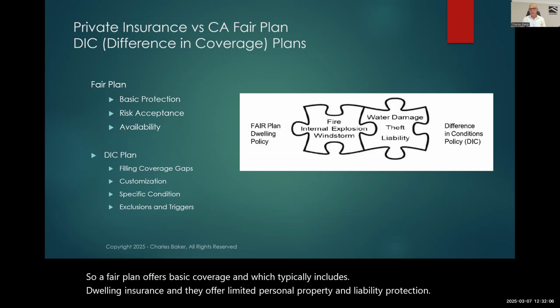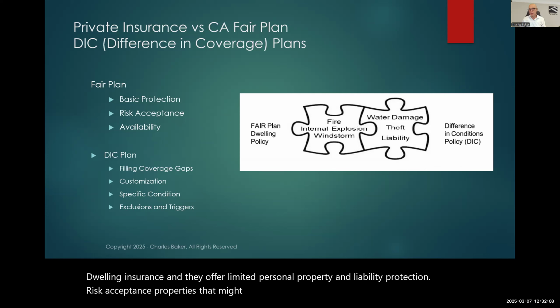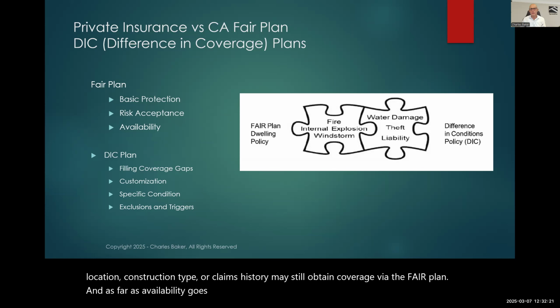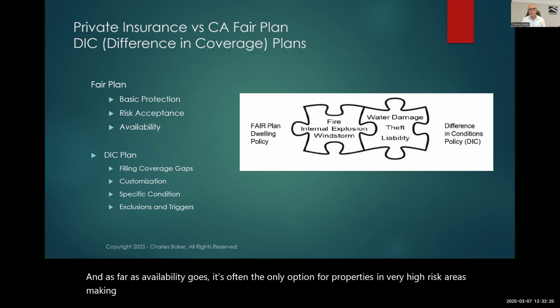Risk acceptance. Properties that might be uninsurable under conventional policies due to location, construction type, or claims history may still obtain coverage via the FAIR Plan. And as far as availability goes, it's often the only option for properties in very high-risk areas, making it a critical component of California's property insurance landscape.